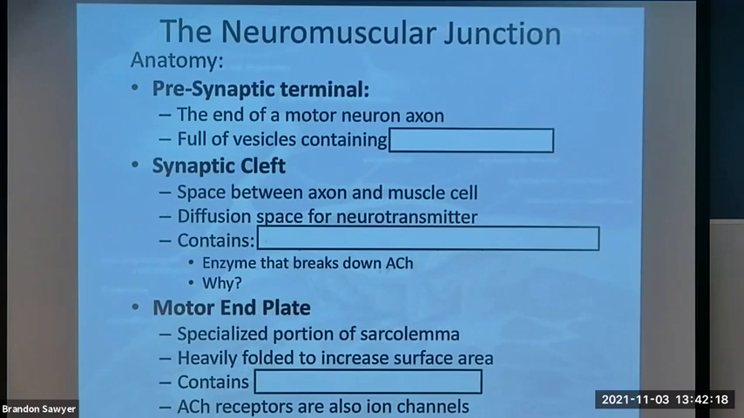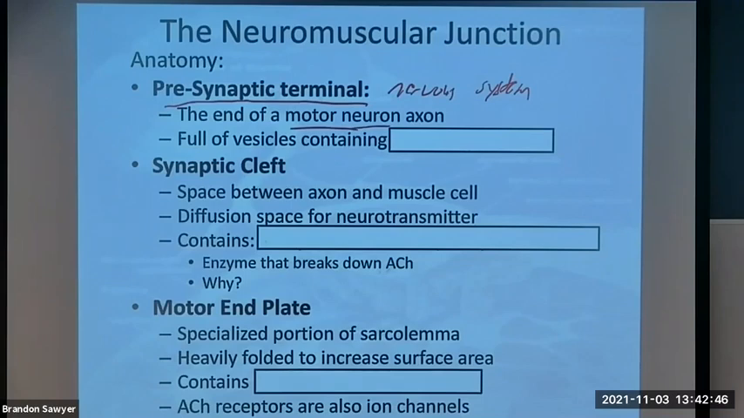There are three parts to the neuromuscular junction. The presynaptic terminal is the end of the motor neuron. This is the nervous system side. A motor neuron is a neuron that sends the signal out from the central nervous system to the periphery, controlling some kind of tissue outwards, also known as an efferent neuron. We'll talk about that a lot more coming up.